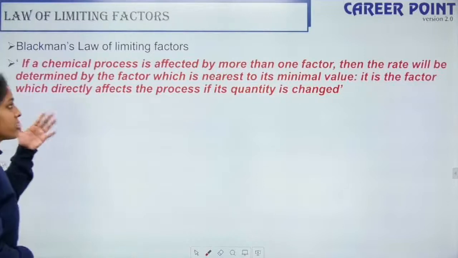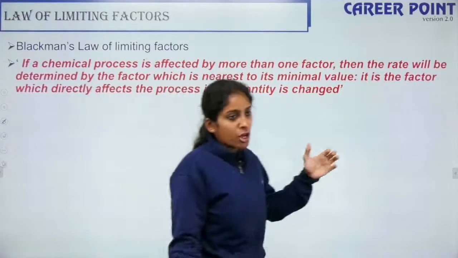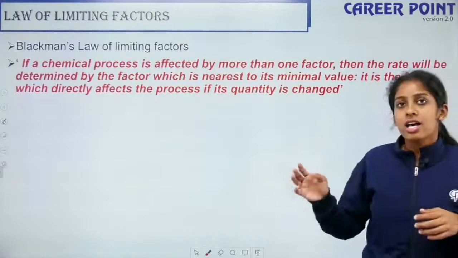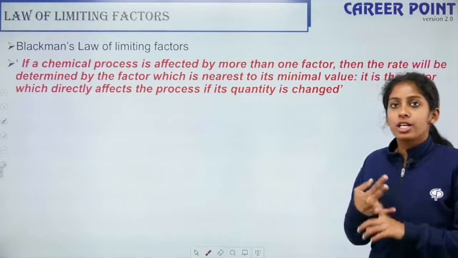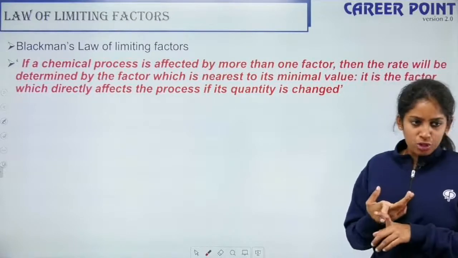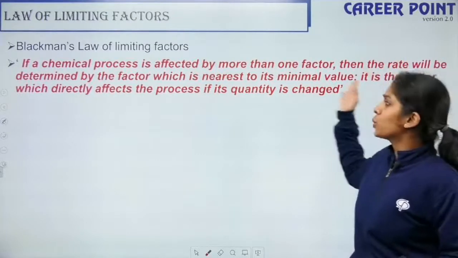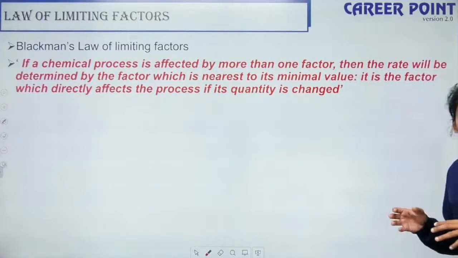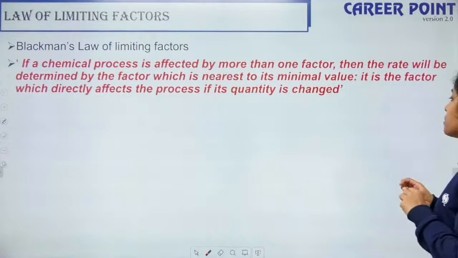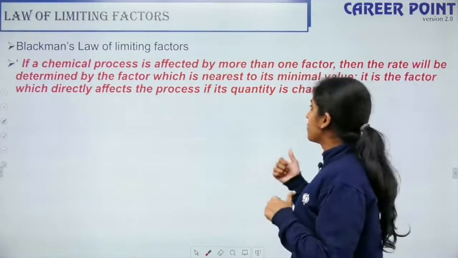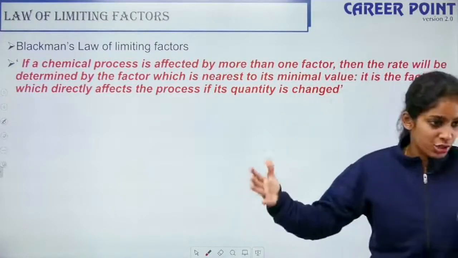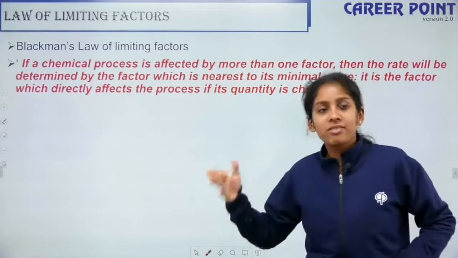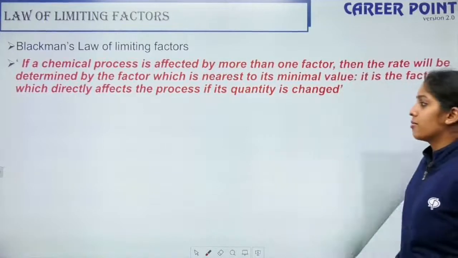So if a chemical process is affected by more than one factor, here the process is photosynthesis, it is affected by four factors. The first one is carbon dioxide, then water, sunlight and temperature, right? Then the rate will be determined by the factor which is nearest to its minimal value, where it is least, okay. It is a factor which directly affects the process if its quantity is changed, right? So if it's higher, then it's a big hit. If it is less than the optimum level, it's a flop, right? So that is what determines it.